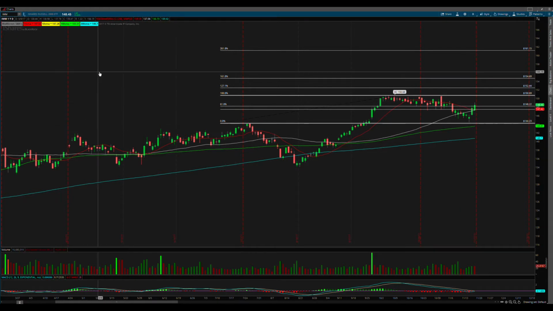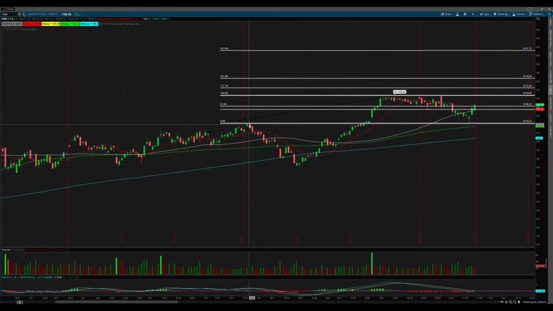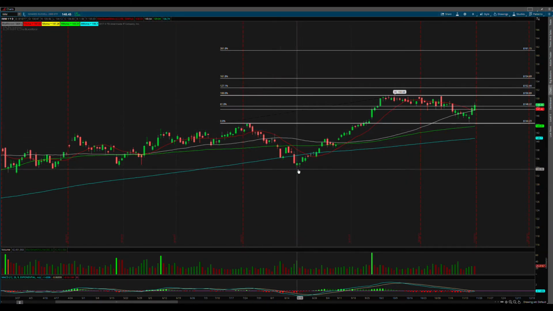So let's start with this IWM Russell 2000 ETF. Back in July, Russell made a new all-time high at 144. We had a double top here, a bearish engulfing candle, and it came down. We had a double bottom here, went up, tested 144 again, consolidated for a couple of days, and broke out.